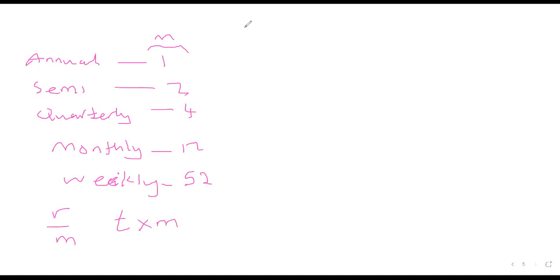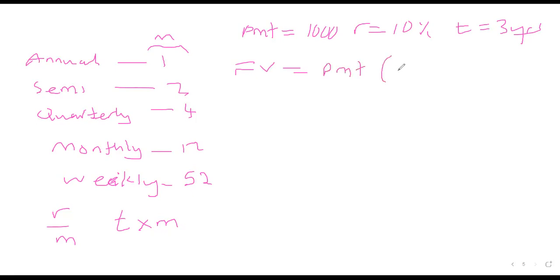So the same payment we had of 1,000 at an interest rate of 10% for 3 years. So we're asked to calculate the future value. If the compounding is more than once, the formula will just be modified briefly. We're going to have 1 plus R over M, then here M times time.